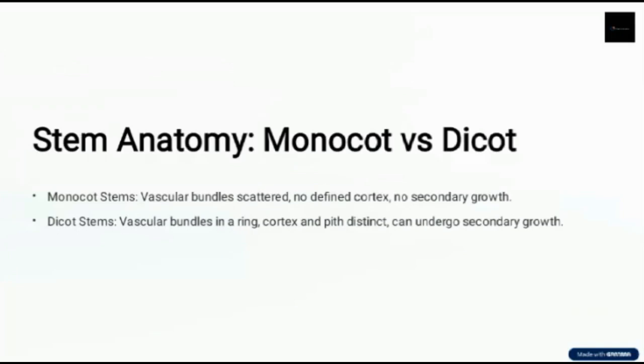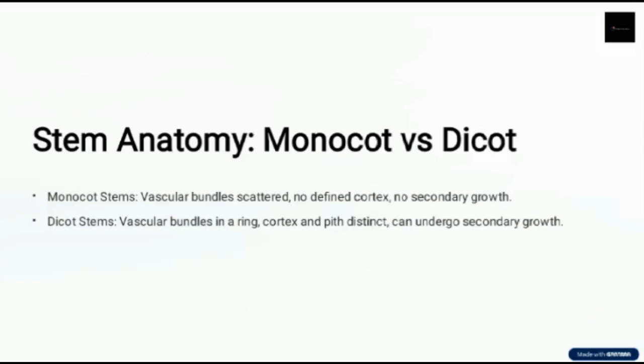Now, let's take a look at dicotyledonous stems. When you cut them open, you discover that their vascular bundles are arranged neatly in rings. It has a cortex and pith. That means it has a central pith and a cortex. In monocots, I think I mentioned, there is no defined cortex, which means both the cortex and central pith are joined together. Whereas in dicotyledons, the cortex is separate from the central pith.